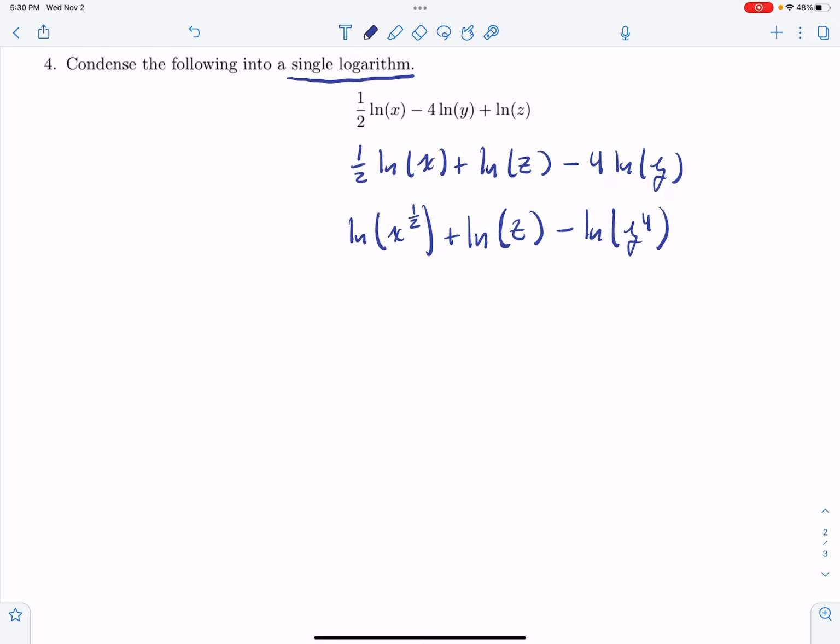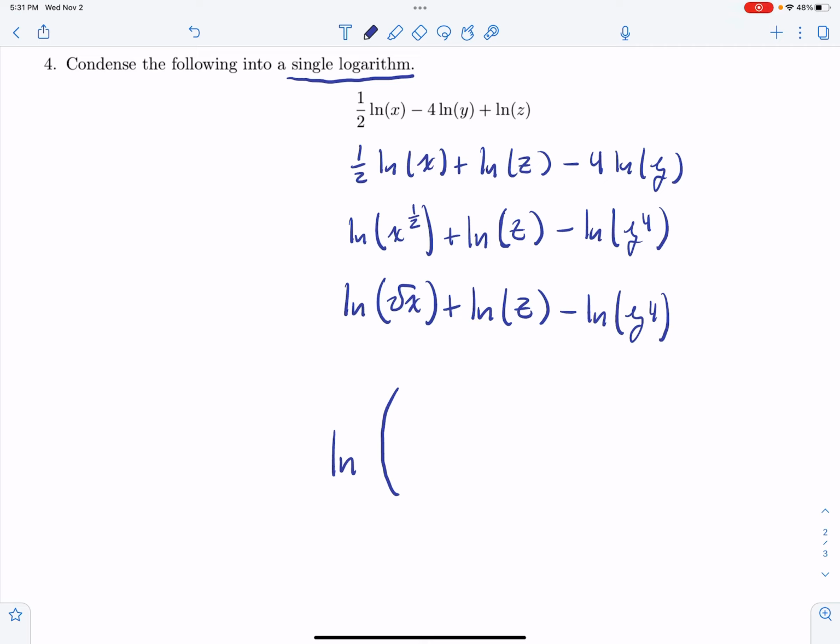And now we can say, x to the 1/2, what's that the same as? The square root of x. So we're going to change x to the 1/2 to square root of x in our next step. So we'll have natural log of square root of x plus the natural log of z minus the natural log of y to the 4th. All right, so now we can go and put everything into a single logarithm here.